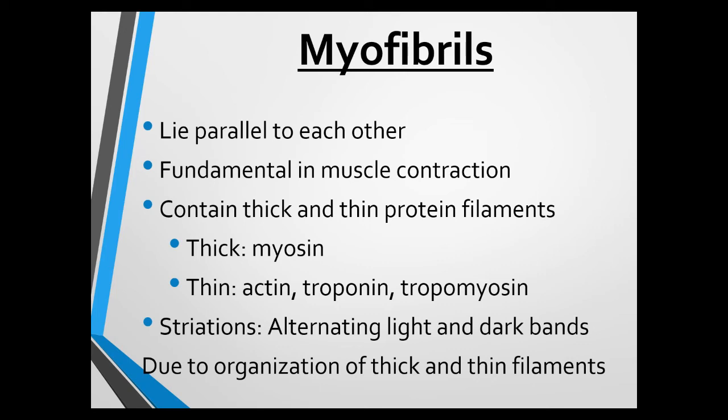Now, they do contain different proteins. They're called thin and thick filaments. The thick filament is made up of myosin, and the thin filaments are made up of the proteins actin, troponin, and tropomyosin. Now, we said that there were striations or the lines. This is all because the thin and thick filaments are going to alternate, and it kind of gives an alternating light and dark band appearance.